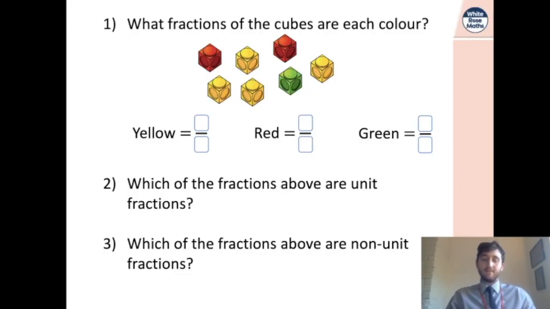So as always, we've got some starter questions. Question 1, it says, what fractions of these are each colour? And remember, we've got yellow, red and green. And remember, our denominator is how many equal parts are there? And then our numerator is how many of the specific colour there are. So remember, numerator and denominator at the bottom.